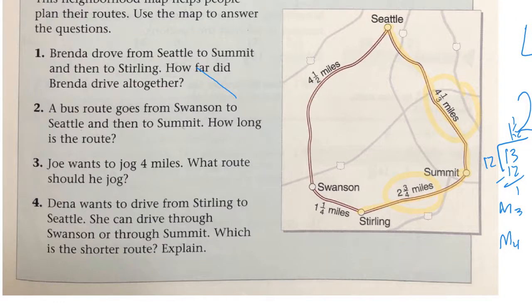And if you'd like to practice some more in your notebook, you can take a look at 2 and 3 and 4. Number 2 has a bus route goes from Swanson to Seattle, then to Summit. How long is the route? So we're adding up the miles. So from Swanson to Seattle is 4.5 miles. And then to Summit is the 4 1/3 miles. So you'll add up the 4.5 plus 4 1/3 to find out how long that is.